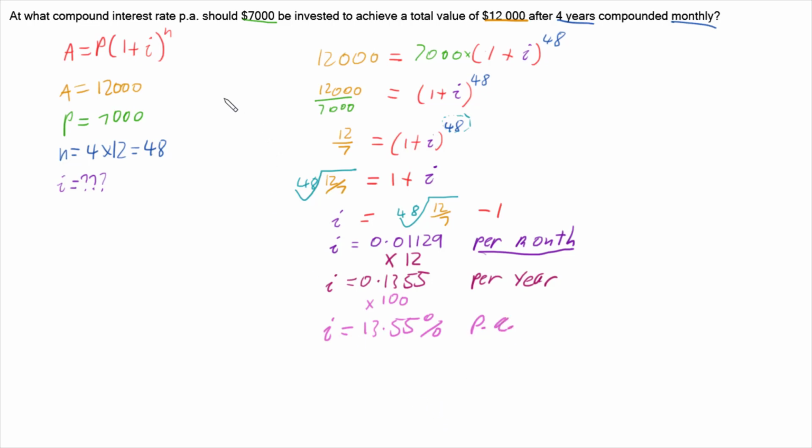So there we go. To find the interest rate per year when compounding, we use our compound interest rule and algebraically rearrange it to isolate i, remembering that our power becomes our root. That gives it per compounding period, in this case per month. So I've got to multiply by how many times it happens each year to get my interest rate per year, and then turn that into a percentage by multiplying by 100.